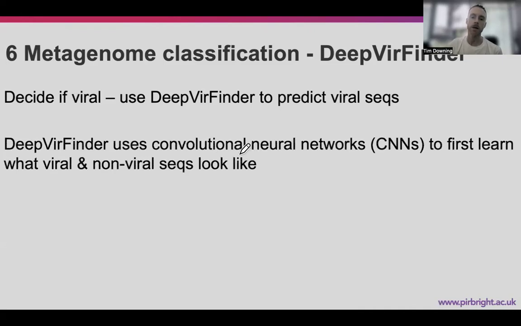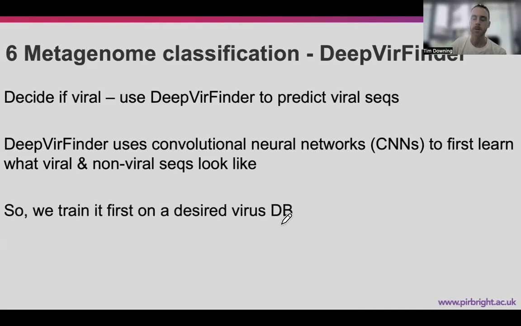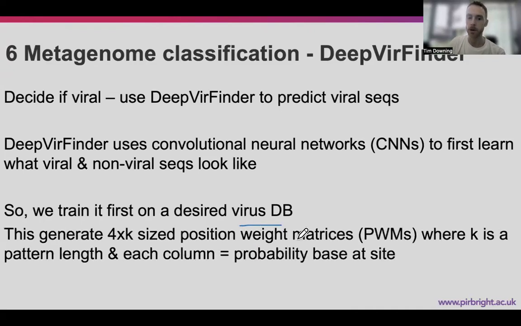It uses CNNs, convolutional neural networks, and it needs information initially to identify what our viral sequences are most likely to look at. So it needs training data to develop CNNs to predict what viral sequences should look like. So we use our appropriate viral database for that. It depends again on what you're looking at, because viruses can be quite diverse.